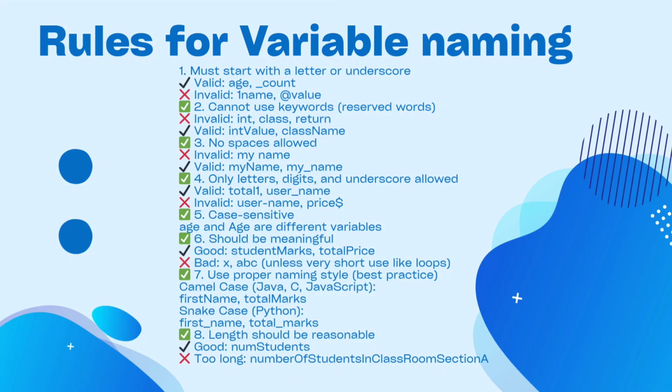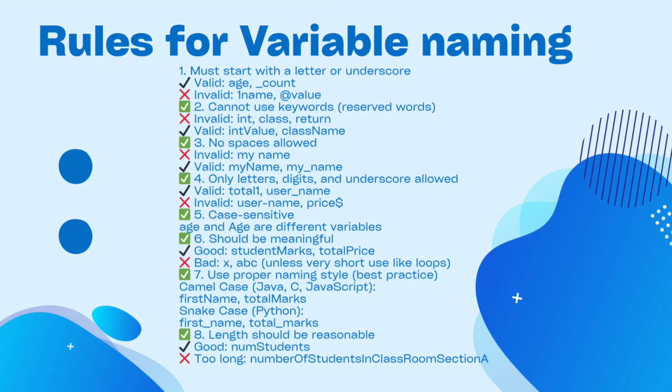Rules for variables. 1. Must start with a letter or underscore. Valid: _count. Invalid: @value. 2. Cannot use keywords, which are reserved words. int, class and return are invalid. Valid: intValue, className.